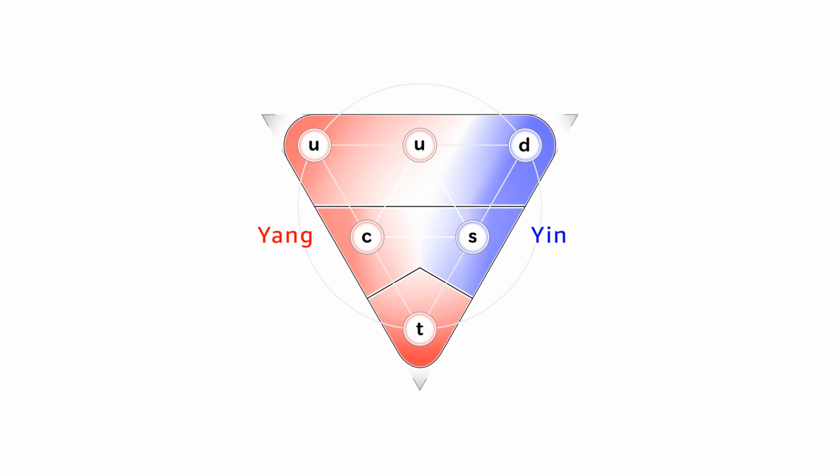Here is another example. A proton, which is the core of an atom, is made up of 2 up quarks and 1 down quark. That is, a proton is made up of the first generation particles. The up quark has a charge of plus 2/3, and the down quark has a charge of minus 1/3, and thus the total charge of a proton is plus 1. As we can see, within a proton, the yang quality dominates the yin quality.